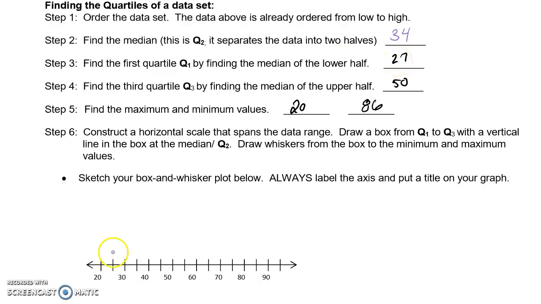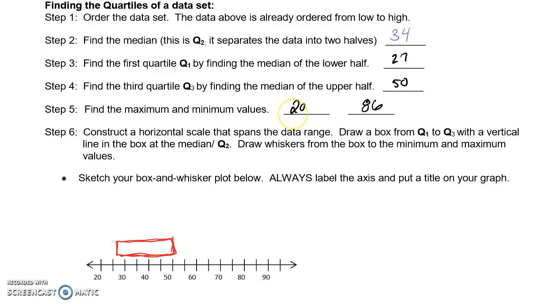So I'm going to go on to my box and whisker plot, and at 27, so here's 25, I'm going to go a little bit beyond 25 to 27, put a vertical line, go to 50, put a vertical line, and essentially I'm creating my box there. That is representing where all of the data is in the middle quartiles.